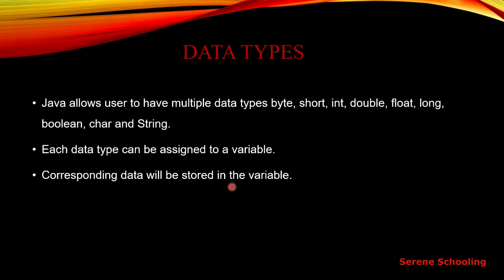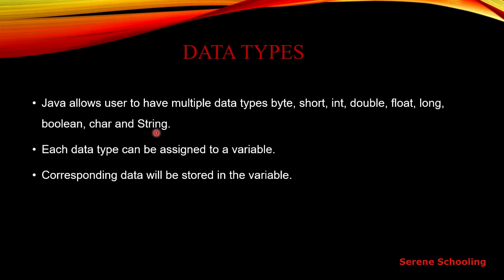Now let's talk about data types. In Java, there are multiple data types like byte, short, int, double, float, long, boolean, char, and string. All these data types except string are known as primitive data types because they are part of the core Java. They come with the core features of Java.